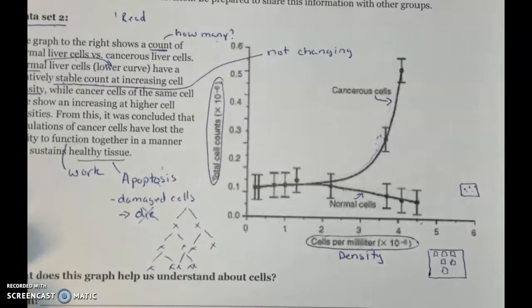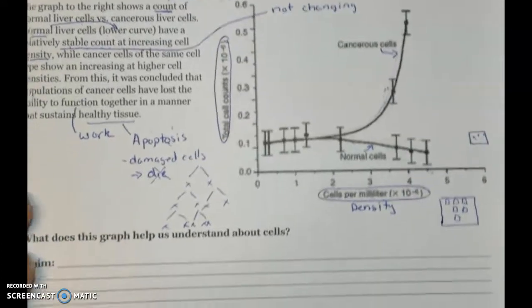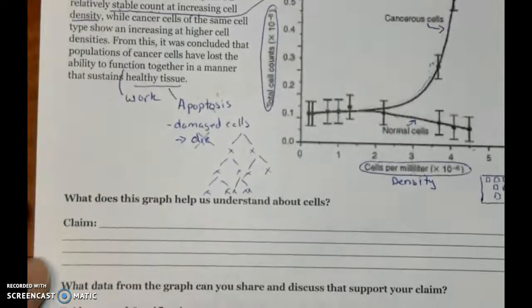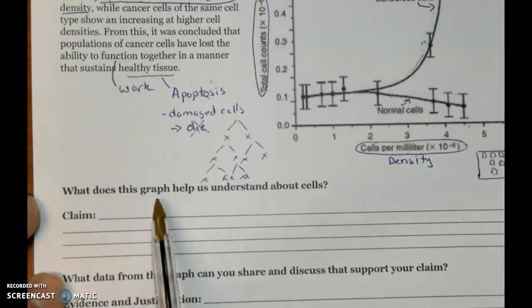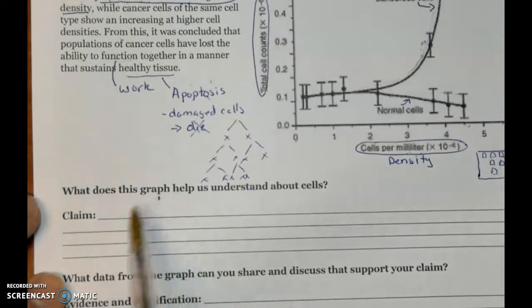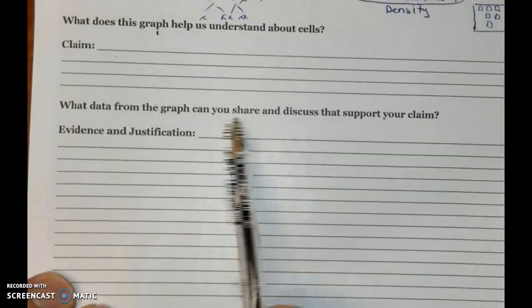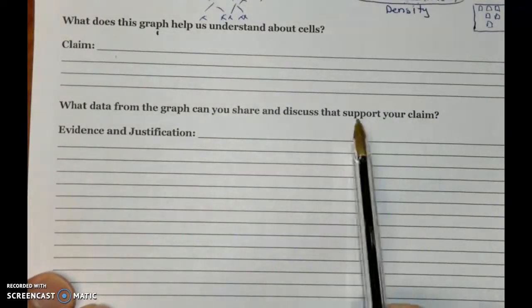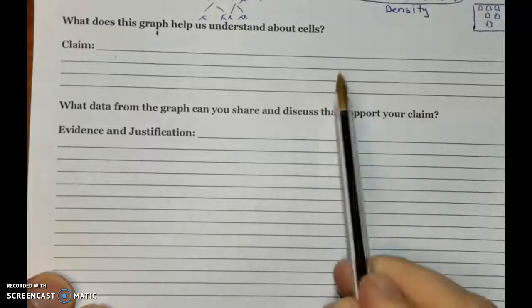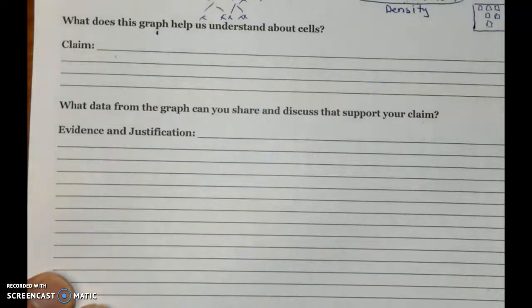We're going to be looking at a couple of questions that we're going to discuss together as a class. Number one, what does this graph help us understand about cells? We'll have to answer that. And also, we will be asked to share and discuss evidence that helps support whatever we come up with as a class.